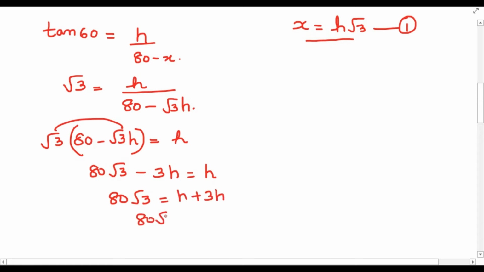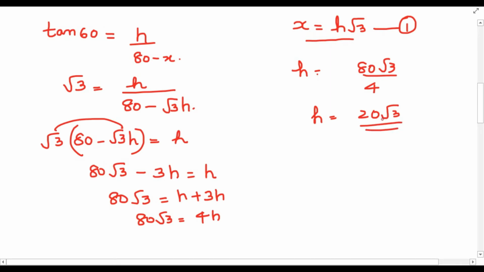80 root 3 equal to h plus 3h. So 80 root 3 equal to 4h. Now h will be equal to 80 root 3 by 4, which is equal to 20 root 3. So the height of the pole is 20 root 3. Also, two questions they have asked. We need to find the height of the pole and the distance of the point from the pole. So the distance of the point from the pole is nothing but x.